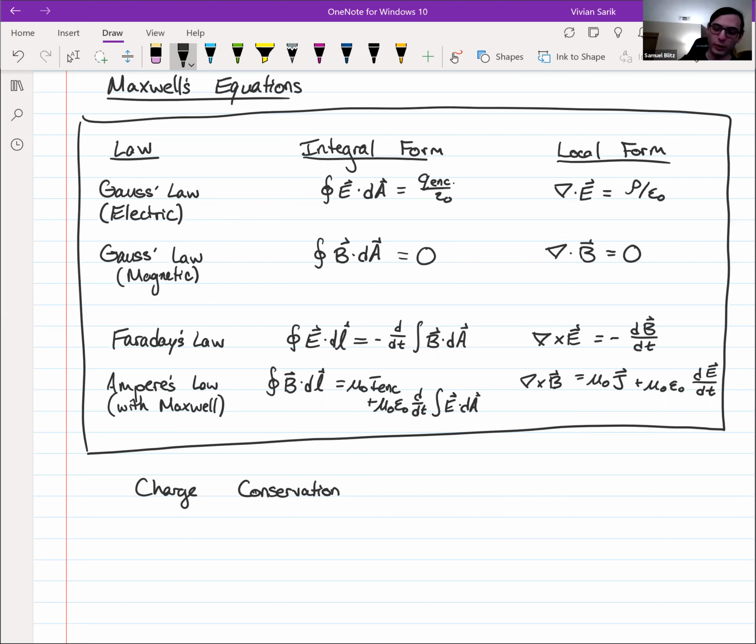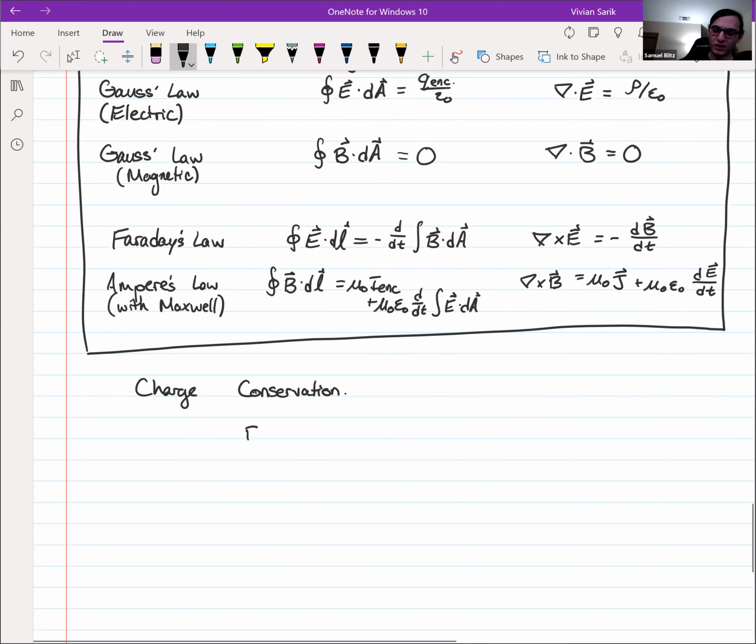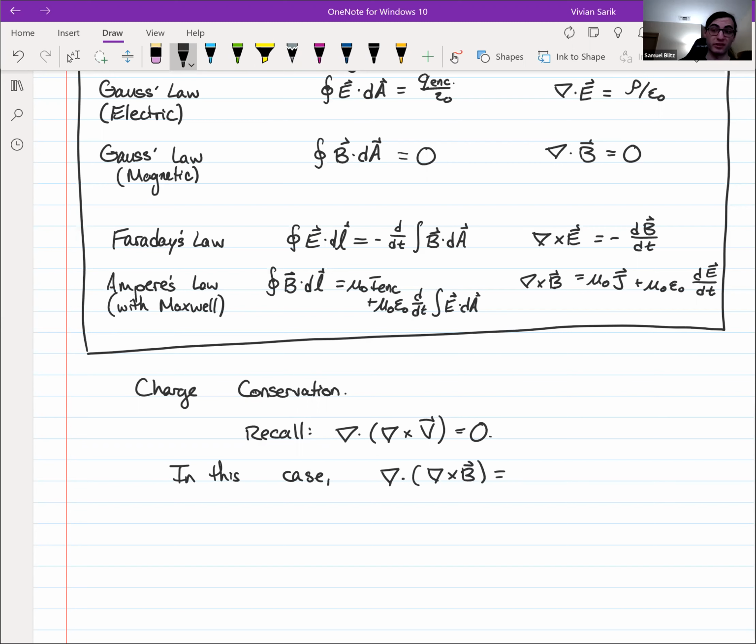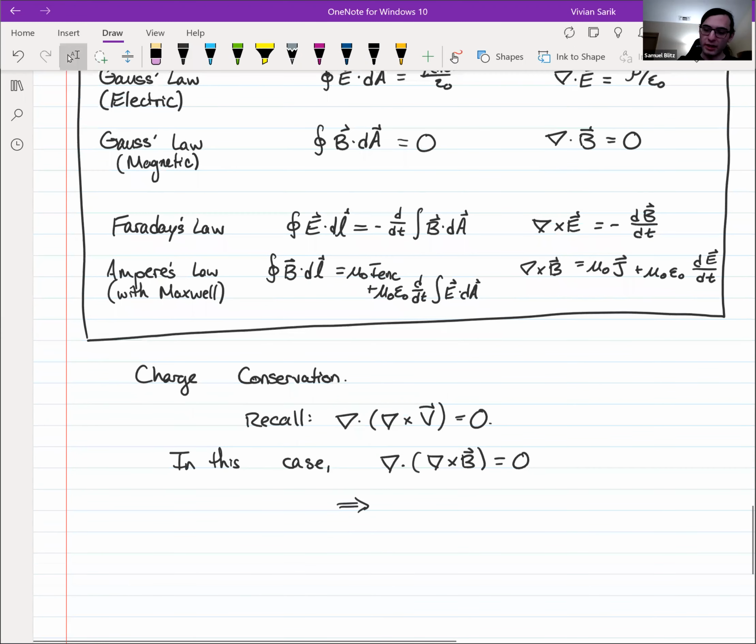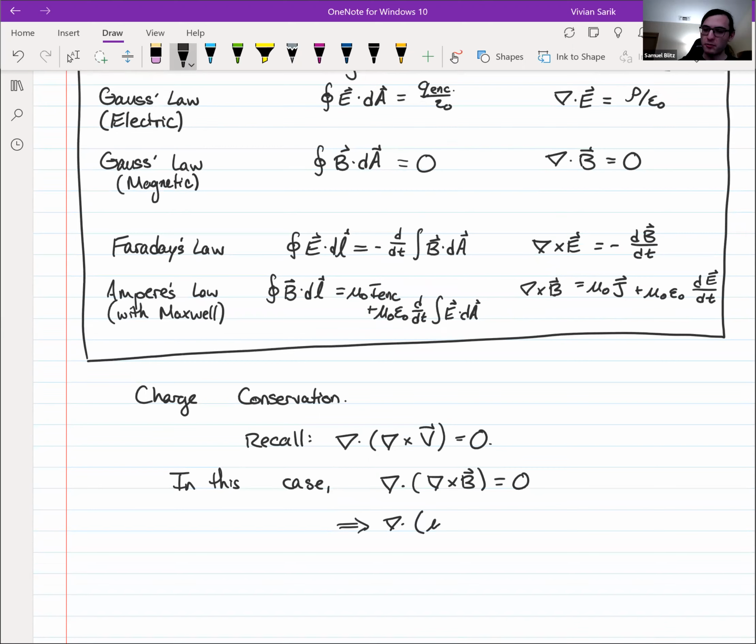So just as a quick reminder, this is a vector calculus identity. If you take the divergence of the curl of any vector field, you get 0. So we're going to use that. In particular, the divergence of the curl of the magnetic field has to be 0 because it's a vector field. But we know what the curl of the magnetic field is. It's from Ampere's law, the local form. It's mu naught J plus mu naught epsilon naught dE/dt. That's all equal to 0.